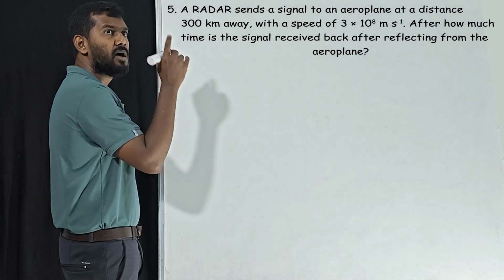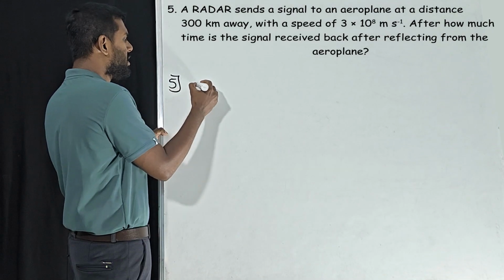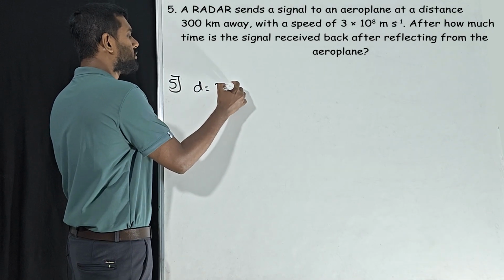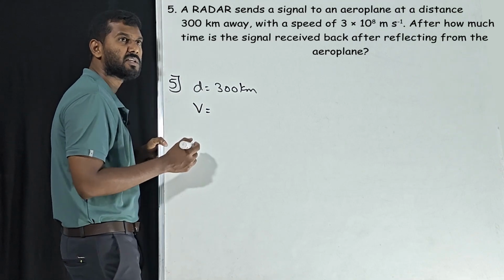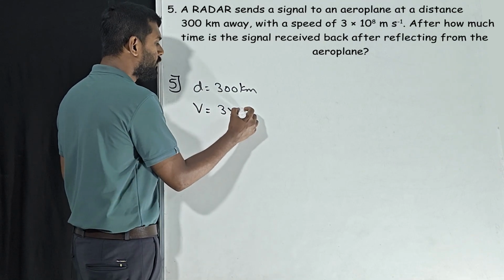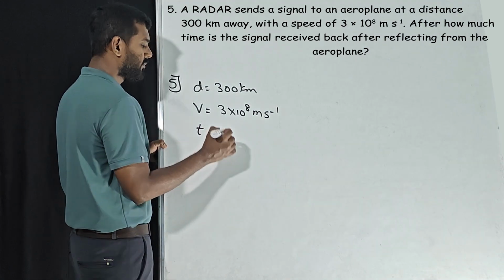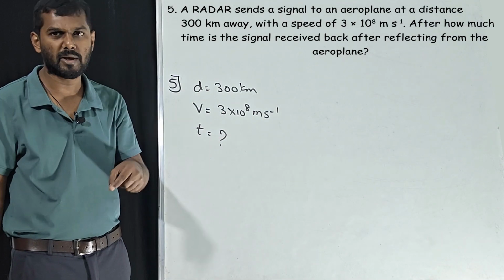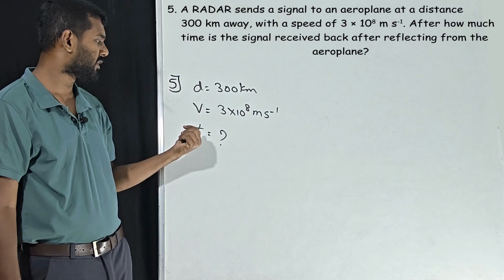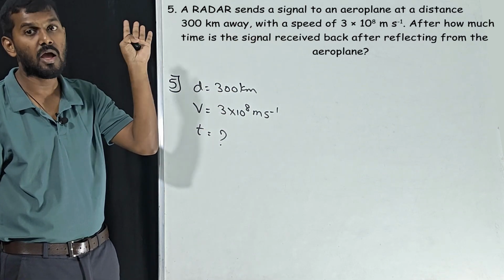They have given the distance also, right? So this is question number 5. Distance is equal to 300 kilometer. Speed, that is nothing but velocity, is given, that is 3 into 10 power 8 meter per second. We need to find the time. That's it, correct? So what is the formula? V is equal to 2d by t. We need to find the value of t, so substitute all these values, we'll get the answer, correct?